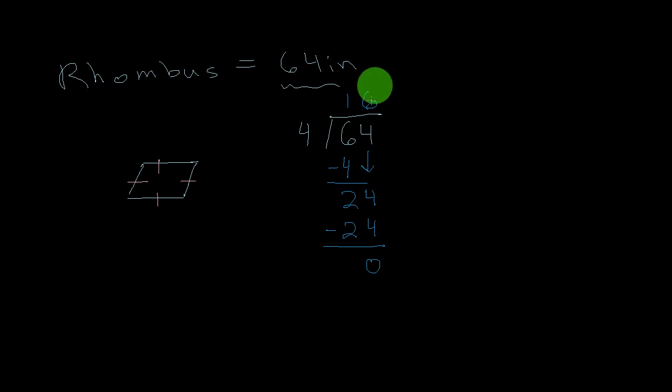So you can see that 16 is the answer. Each side has a length of 16 inches. So we'll put a 16 inches. I'm going to continue filling out the perimeter of this rhombus.